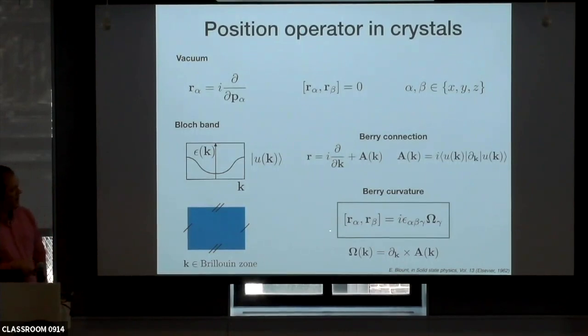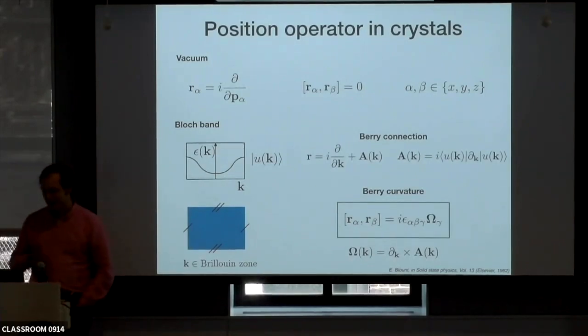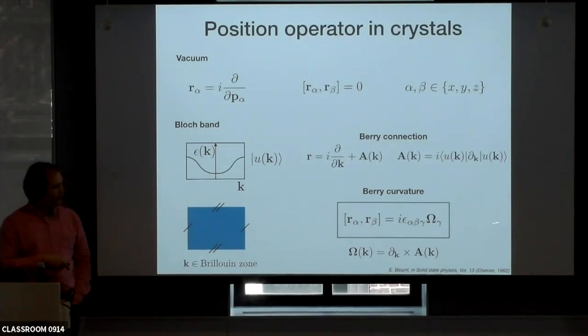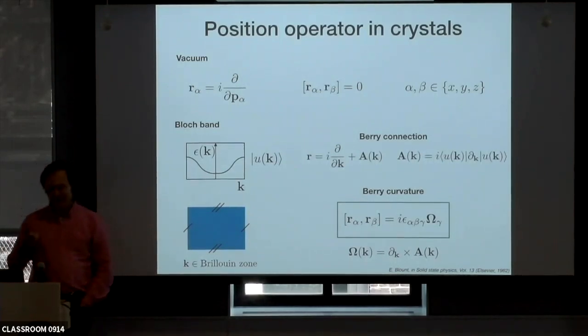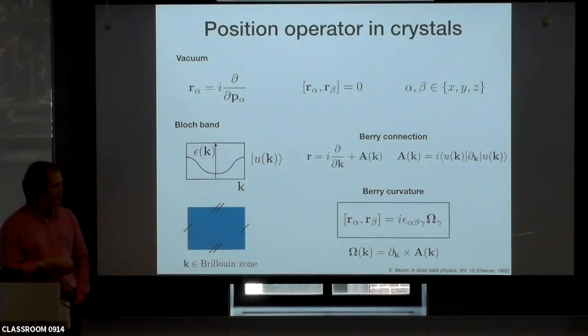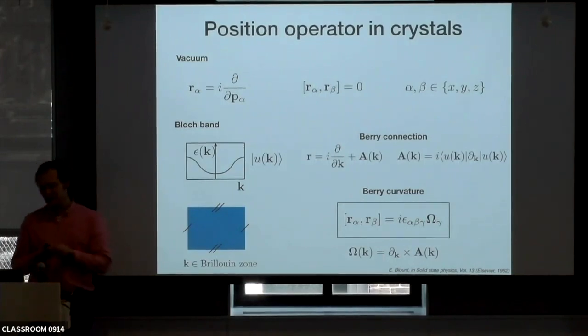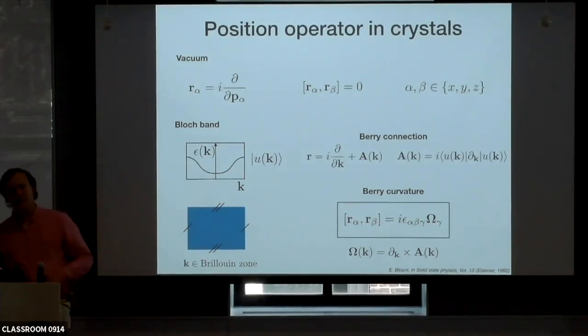And this has a very important consequence, which is that the projected position operator into a Bloch band is no longer commutative along different directions. Basically, the Berry curvature is the quantity that measures this lack of commutativity of position operators. So this is a very nice way to think about Berry curvature as an operator. It's some operator that is diagonal in crystal momentum and it's locally measuring how much the position operators projected into a band fail to commute.